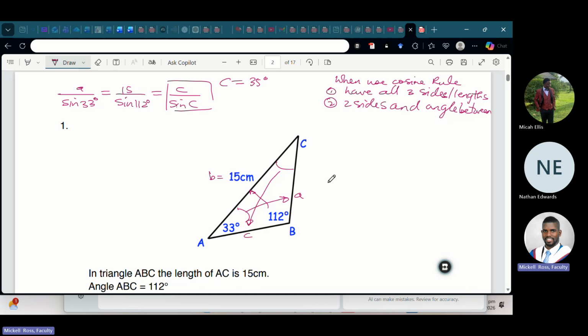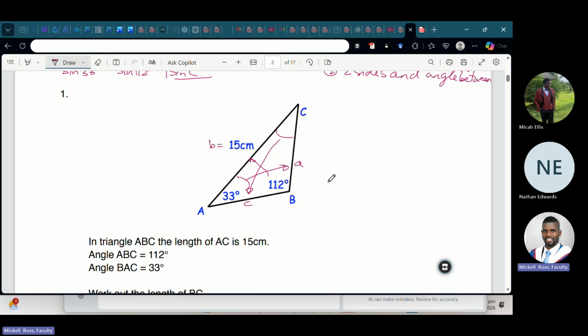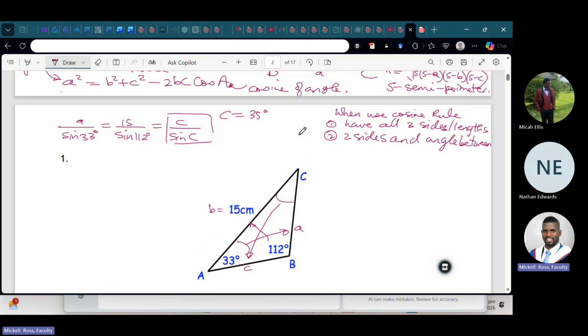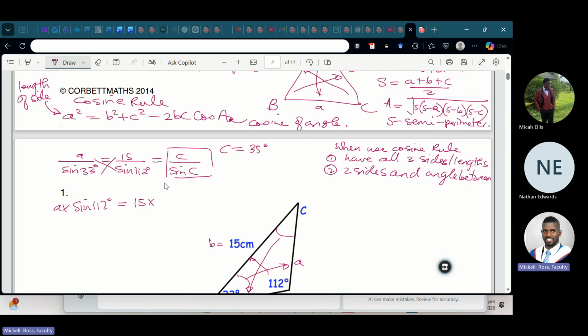All right, so let's go. It says that we are to work out the length of BC, and BC, in other words, is the same side as A. So we can use these two fractions. Every time you're using the sine rule, you can only use two of the fractions. So we can cross multiply. So we're going to have A times the sine of 112 equal to 15 times the sine of 33 degrees.